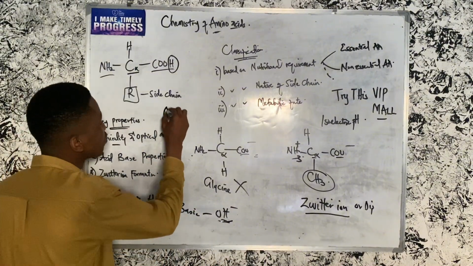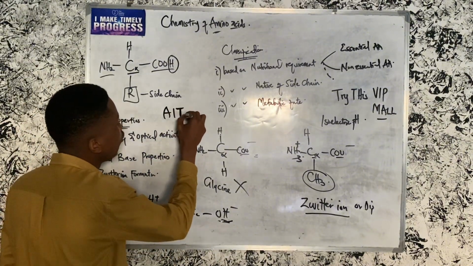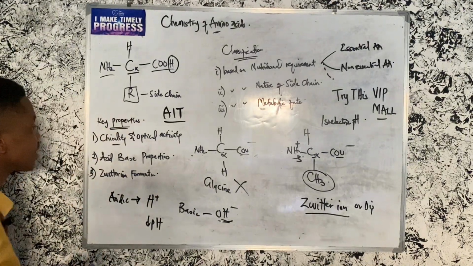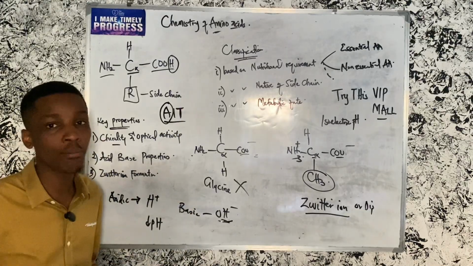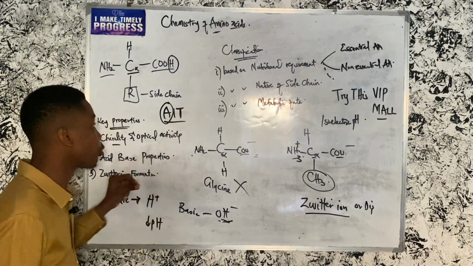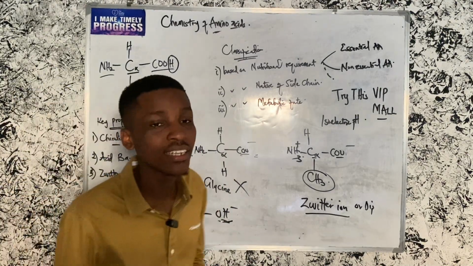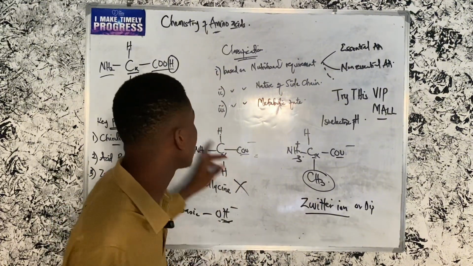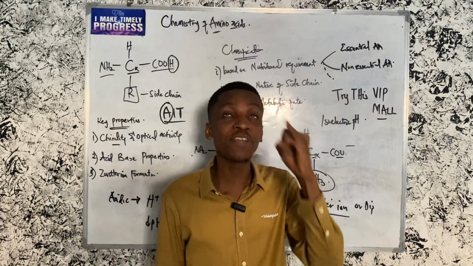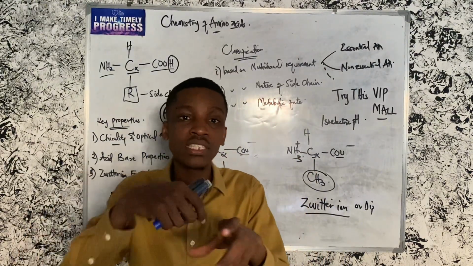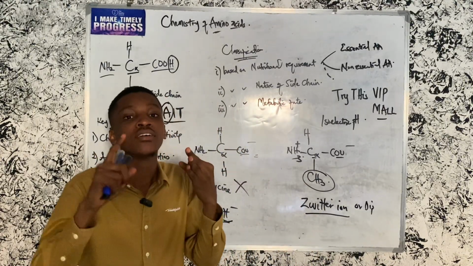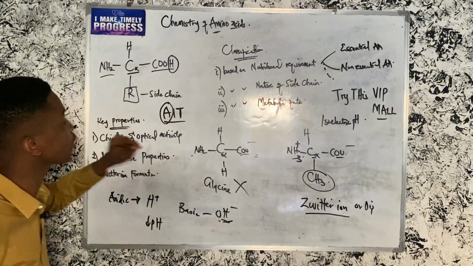Then for both ketogenic and glucogenic, I like the acronym AIT. The A here is your aromatic amino acids. I is isoleucine. T is threonine. But the question will now be, who is A? I said aromatic amino acids. Who are the aromatic amino acids? There are three of them. In their structure, you have the benzene ring: phenylalanine, tyrosine, and tryptophan.